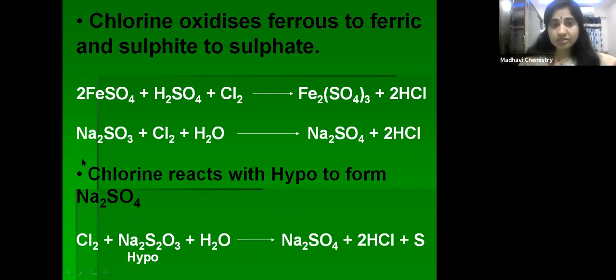This is also very important from the examination point of view, children: how chlorine reacts with hypo. So chlorine reacts with hypo to form sodium sulfate. Oxidation takes place, and along with the sodium sulfate, HCl and sulfur will also form. Okay. So these are the reactions.